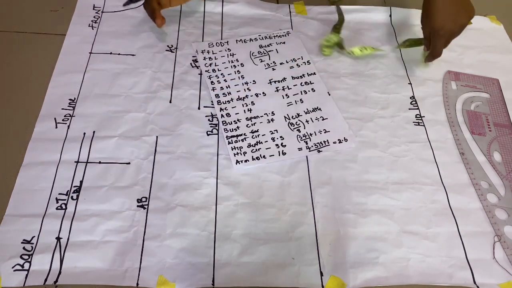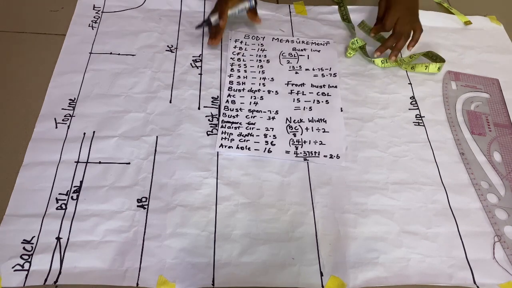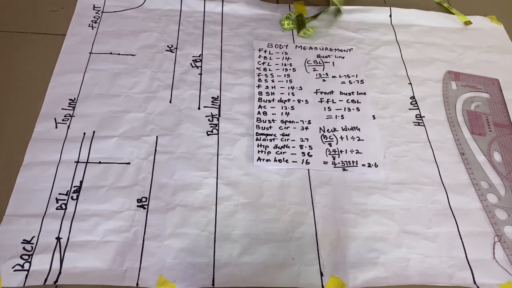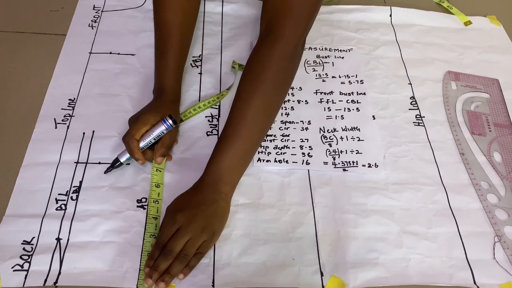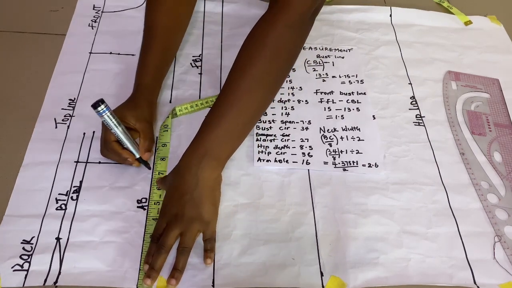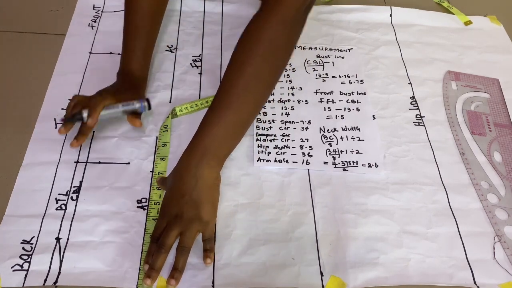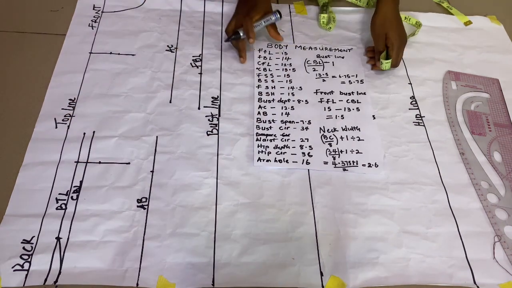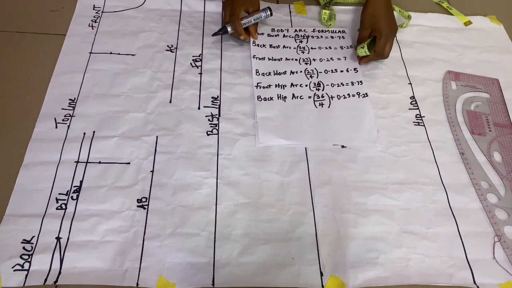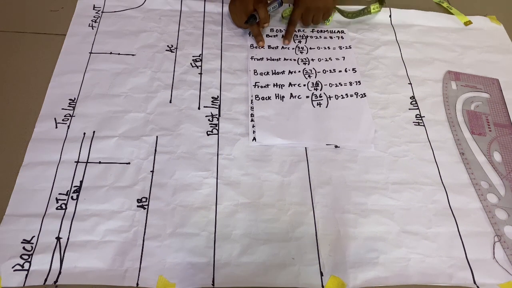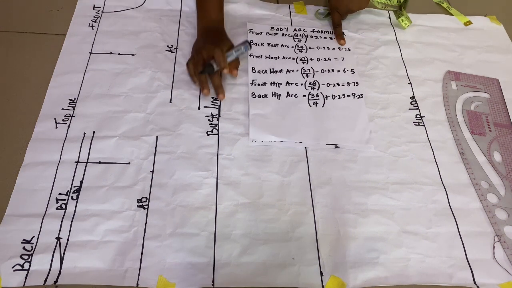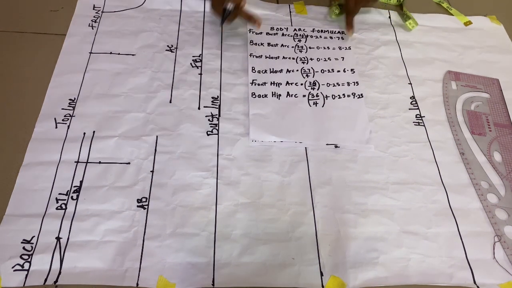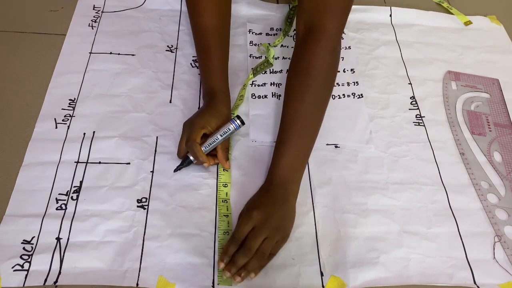So the across back measurement is 14. I'll divide 14 by 2, which will give me 7, and that will be the measurement that I'll be using for the across back. While the back bust arc is 8.25, and I'll be marking it on this bust line, 8.25.